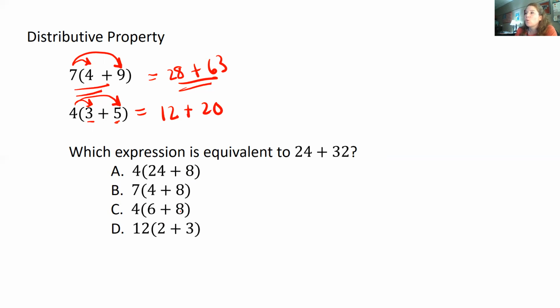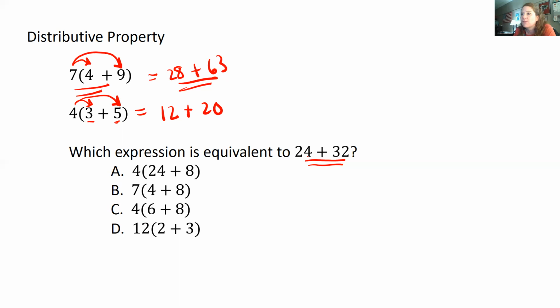Which expression is equivalent to this? Well, if I look at these numbers, I could think, okay, what could I divide 24 and 32 by? Well, if I look at my choices, I know I can't divide them both by 7. I could divide 24 by 12, but not 32. So that tells me that I should check the number 4.